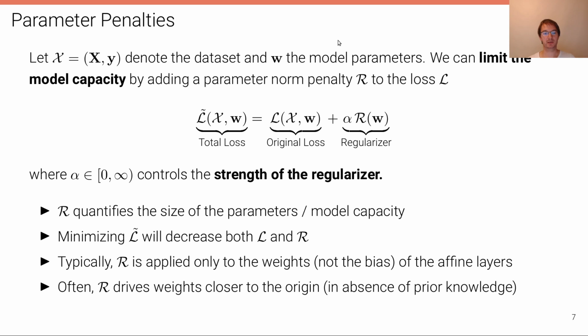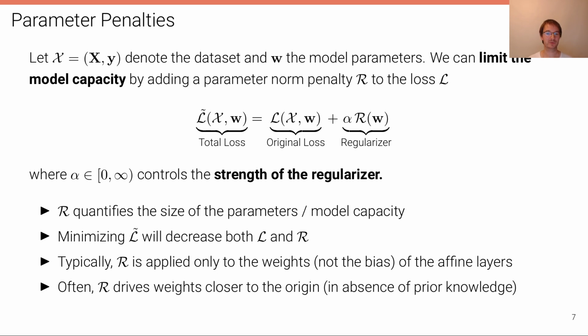Typically, R is only applied to the weights and not to the bias of the affine layers. Remember again, the only parameters of a simple multi-layer perceptron are in the affine layers, and they are the weights, called the matrix A, and the bias vector b. And the reason why we typically only apply R to the weights is that we want the bias to be flexible. Applying a regularizer that encourages the bias to be close to 0 is typically not a good idea, because the bias wants to be not close to 0. And the second argument is that there are many more weights than there are biases, right?